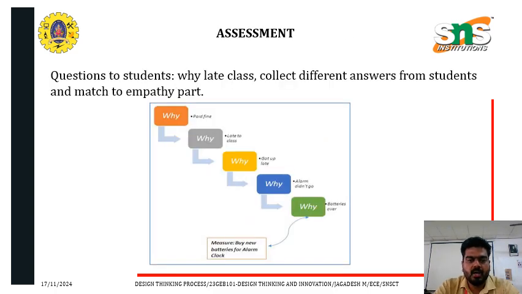Assessment: why late to class? Collect different answers and match them to the empathize part. Just assume you are coming to class very late, and I'm asking you many questions: why, what happened? You have to answer. I will share the questions with each team member. Just answer this question. From the collection of your answers, we can find the appropriate solution for this kind of problem.